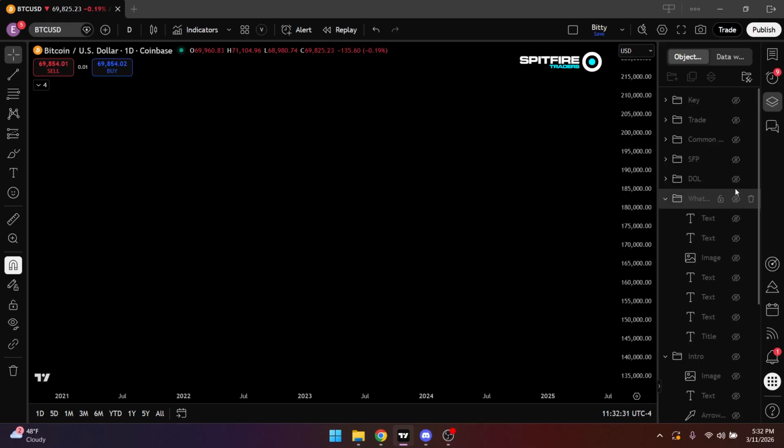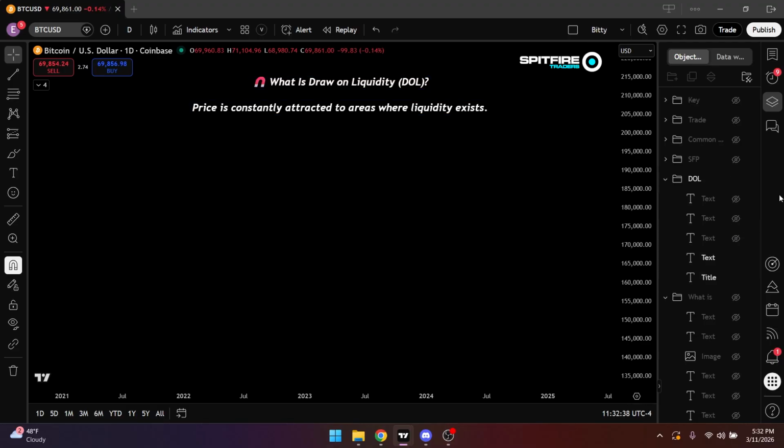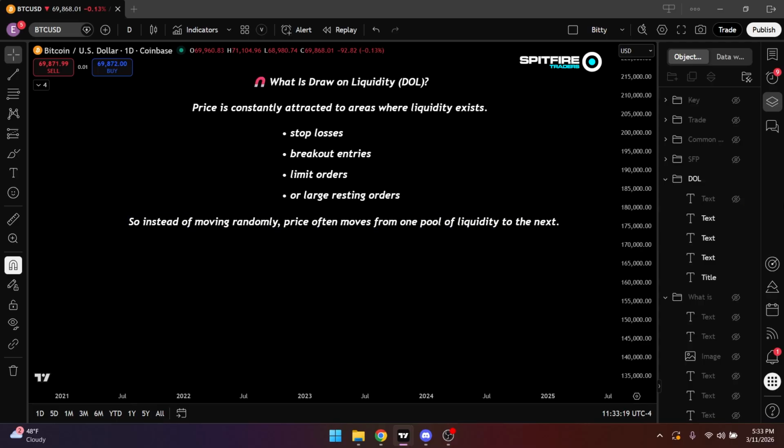Now, let's see what draw on liquidity means and what a swing failure pattern is. Draw on liquidity refers to the idea that price is constantly attracted to areas where liquidity exists. In other words, the market tends to move towards zones where large clusters of orders are sitting. Those orders can include stop losses, breakout entries, limit orders, or large resting orders. Because these areas contain many orders, they provide the liquidity needed for large market participants to execute their trades. So, instead of moving randomly, price often moves from one pool of liquidity to the next. And that pull toward liquidity is what traders refer to as the draw on liquidity.